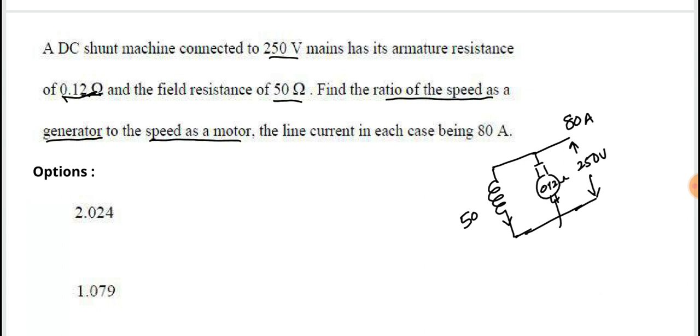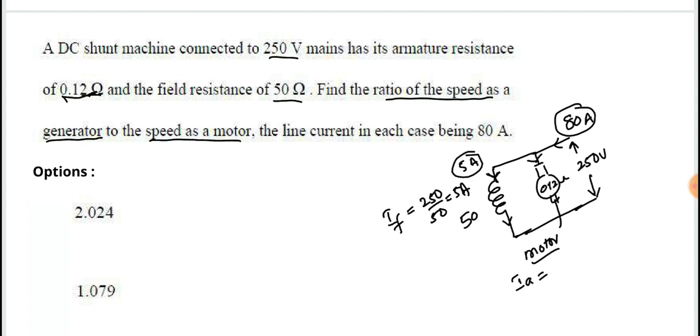Okay, fine. Now if the same machine is acting as a motor, first of all I will tell you, what will be the current drawn by the field winding? With 50 ohms, IF will be 250 by 50, which is nothing but 5 amperes. Now if the machine is acting as a motor, it has to draw some current. The line current will be 80 and the armature current will be: 5 amperes is going to the field, so 80 is coming, how much here? 75 amperes. So IA is equal to 75 amperes if the machine is acting as a motor.